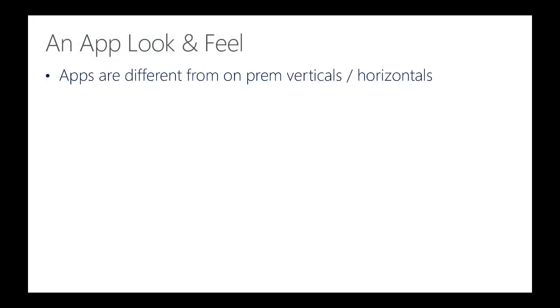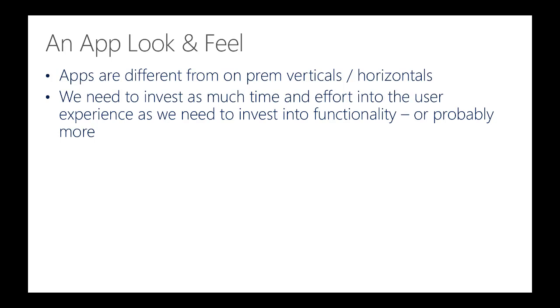And that brings us to our next topic, marketing aspects. First, we're going to talk about an app's look and feel. Apps are different from on-prem verticals or horizontals. There's generally a different feel about them, and it fits within the Dynamics 365 experience rather than the NAV experience, which is on-prem. We need to invest as much time and effort into the user experience itself as we need to invest into functionality, or probably even more.